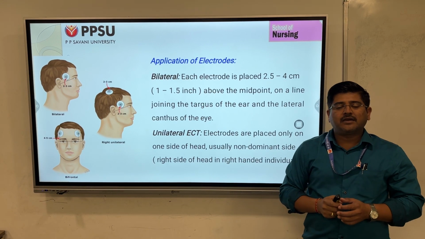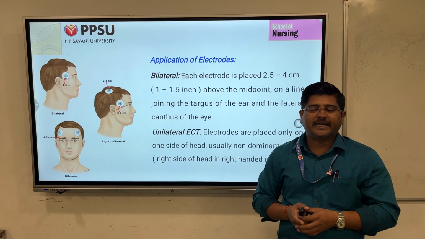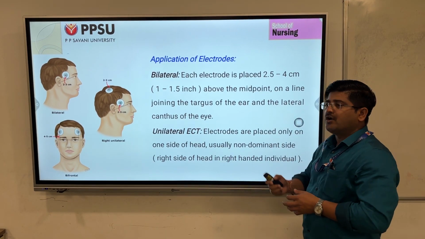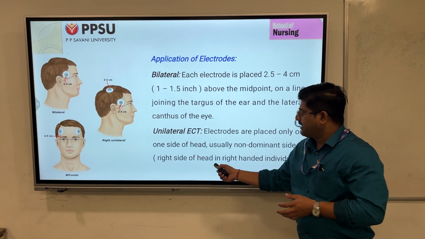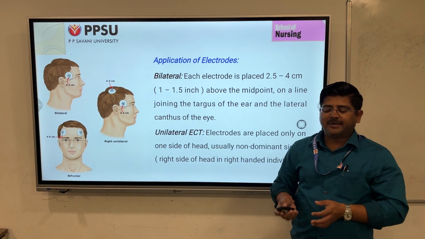And coming to the unilateral, as the name itself suggests, the electrodes are placed on one side, commonly on one side of the head, usually the non-dominant side. If it is a right-handed person, they commonly apply the electrodes on the right side of the patient.